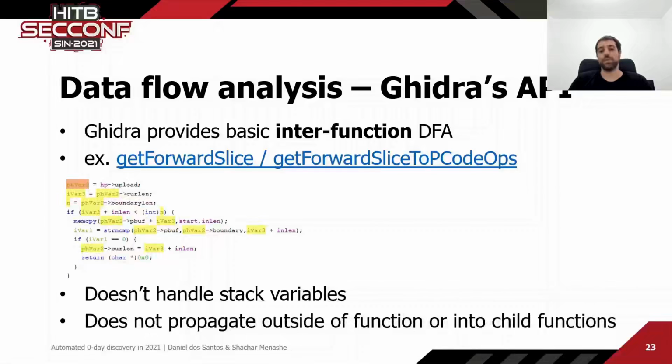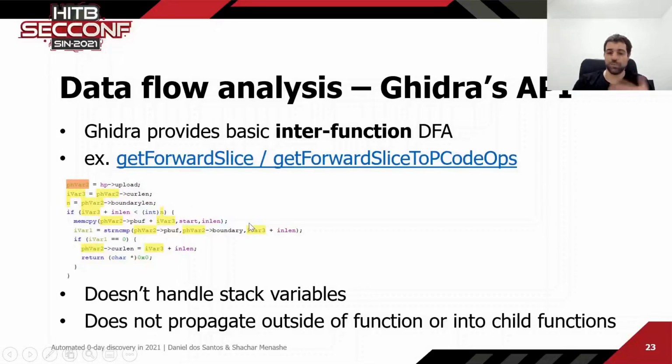Here I highlighted pVar2, and you can see, okay, iVar3 gets a dereference of that, and then n also gets some dereference of that, and then iVar3 is also mentioned here in n, so it will keep on checking, and pVar2 gets a dereference of iVar3. So that works kind of okay, but only intra-function, only inside the current function. And of course, that's not good enough for us. So we expanded Ghidra's analysis to work inter-function.